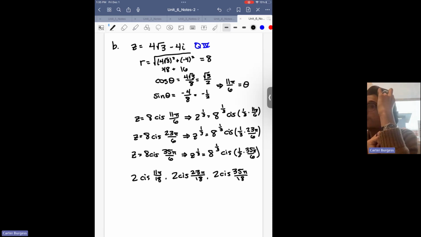So some cool applications of polar form make what would otherwise be something that's impossible or really, really difficult a lot easier, which is nice. All right, we're going to move on to the final section for this particular unit.